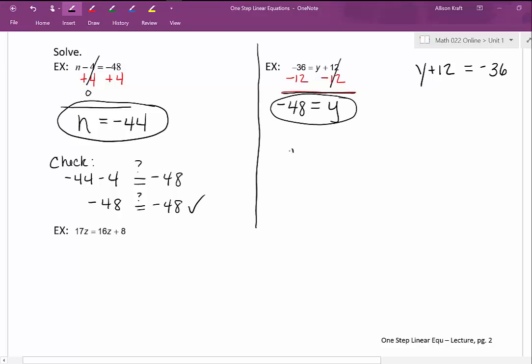Again, we can check our answer by plugging it into our original equation. Is negative 36 equal to negative 48 plus 12? Cleaning up the right-hand side, I see that I do get a true statement. Negative 36 is equal to negative 36.